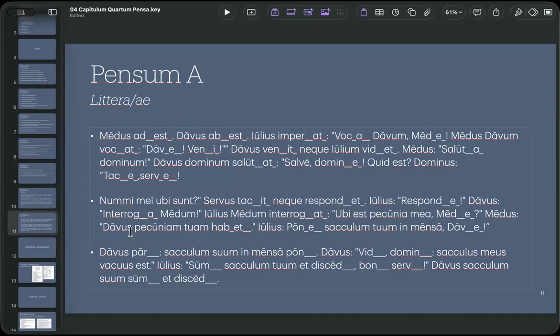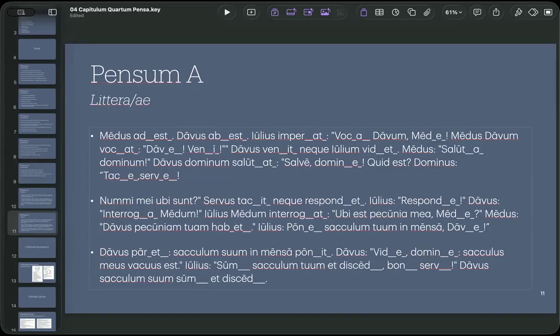Davus. I've never had so many troubles with I's and E's before. Paret. Saculum suum in mensa ponit. Davus videt: Vide, domine. Saculus meus vacuus est. Julius: Sume saculum tuum et discede. Oops. Yeah, discede. You're right. That was still a command, imperative. Bone serve. Davus saculum suum sumit et discedit. There we go.